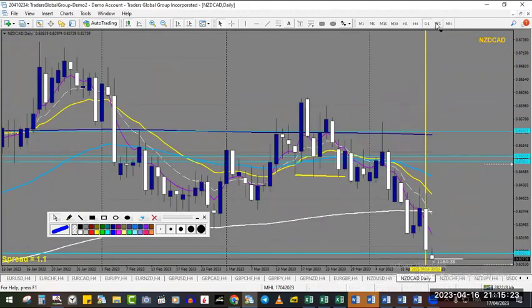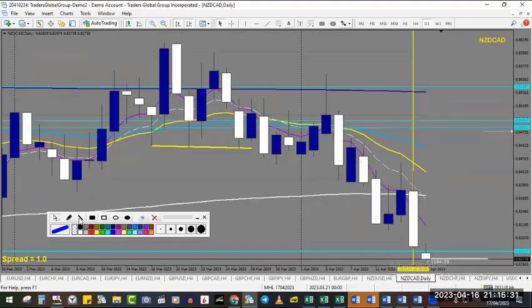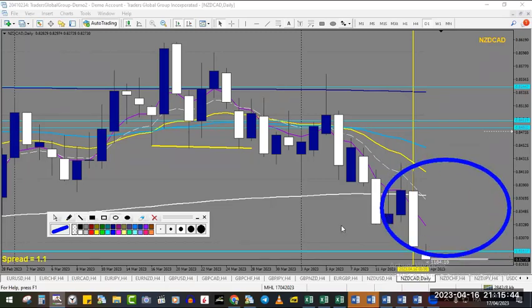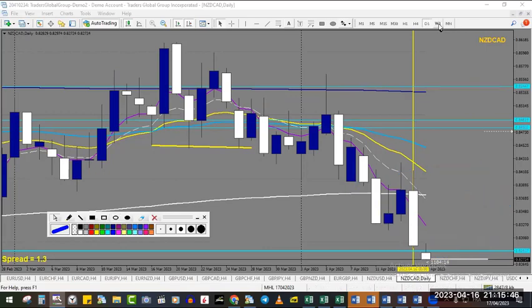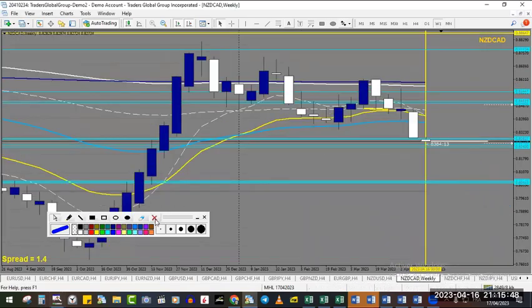New Zealand CAD. So this is the daily, and the daily is really messy, except for last Friday, because it made a nice impulsive move going down. So if there were like 2 to 3 candles going down more, then we would have a level to check for inside this range for a sell. Now, looking at the weekly chart, that's why I have a lot of levels for a buy.